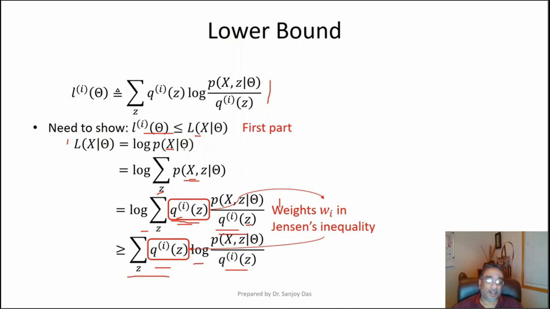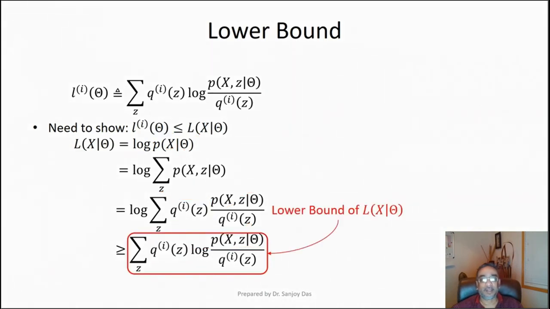So from here, this is greater than or equal to. Since we started off with L(x given theta), the log likelihood, we just showed that the log likelihood is greater than or equal to this, and if you compare this expression, this is the same as this expression. Summation over z of q_i(z) log of p(x, z given theta) divided by q_i(z) is in fact the lower bound function. Therefore, we showed the first part, that this is the lower bound of L(x given theta).